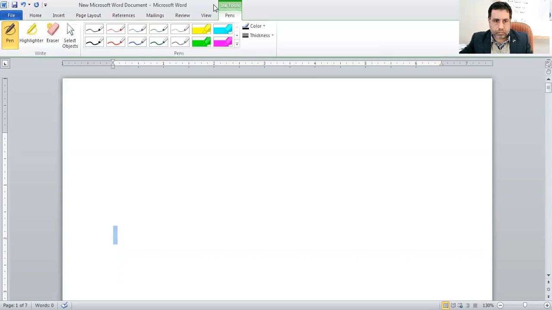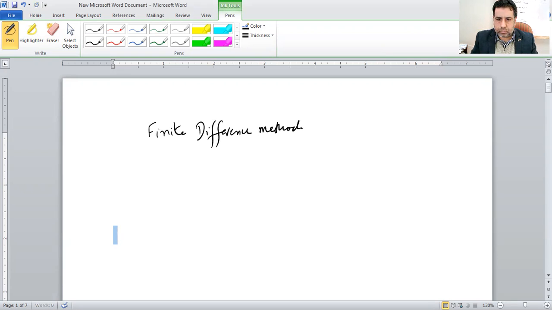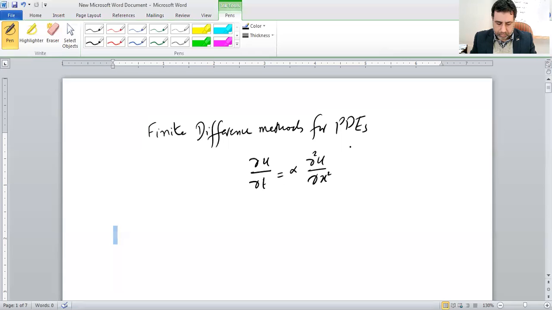So let me share the screen. So we are discussing finite difference methods for partial differential equations, and we have considered a one-dimensional diffusion problem with some initial condition and boundary condition, and of course this alpha is a positive constant.